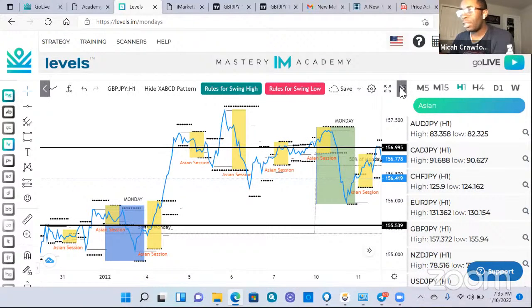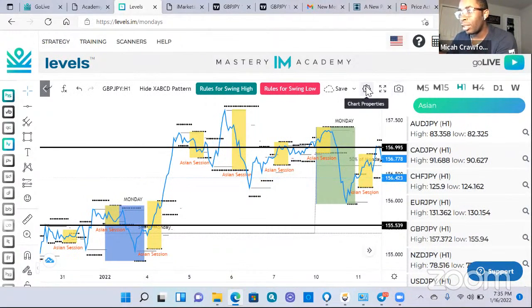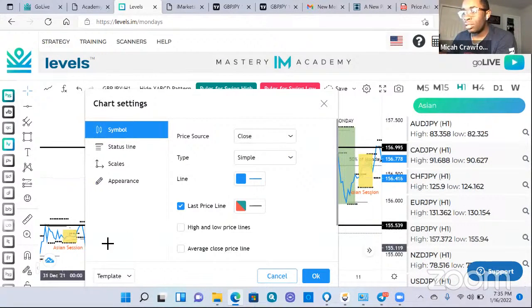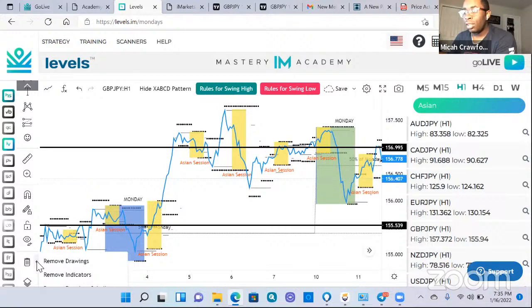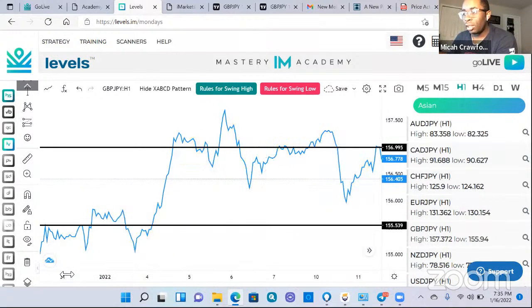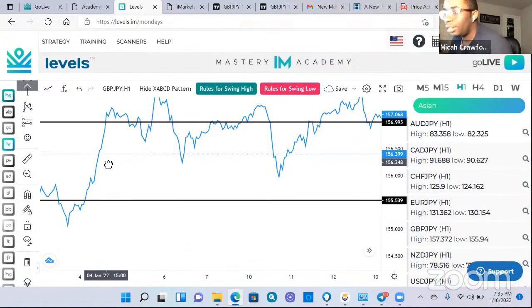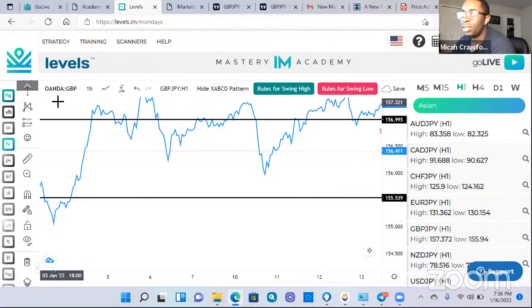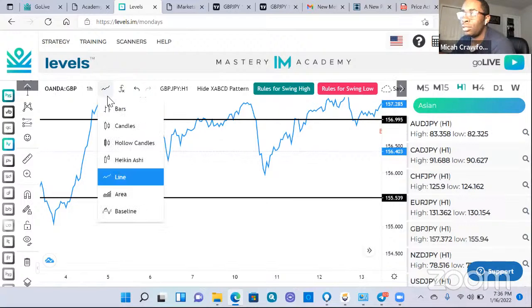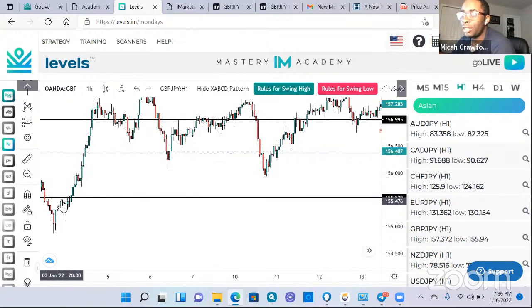Let me see if I can clear out everything. No, that's not what I want. I want a complete naked screen. Delete indicators. There we go. All right. So this to me would have been a previous resistance level. Candles. There we go. Previous resistance level.